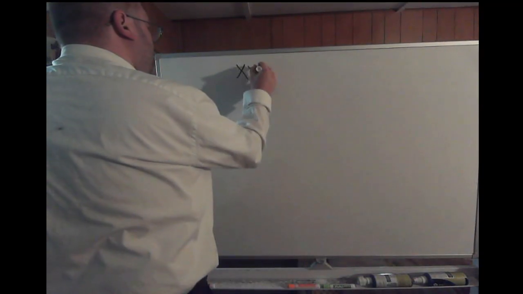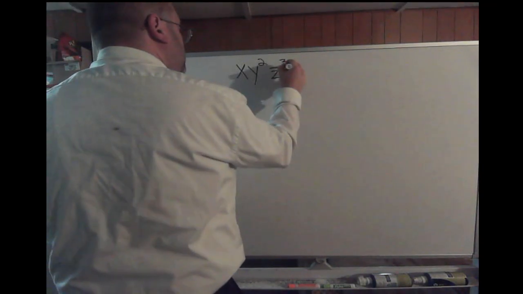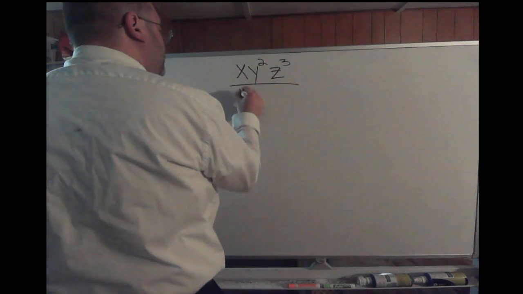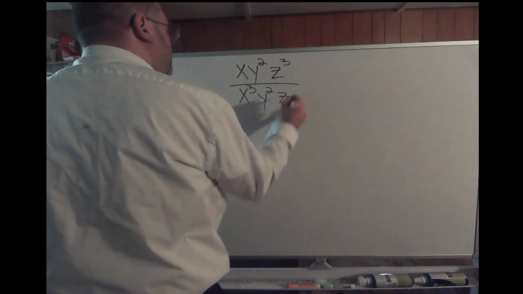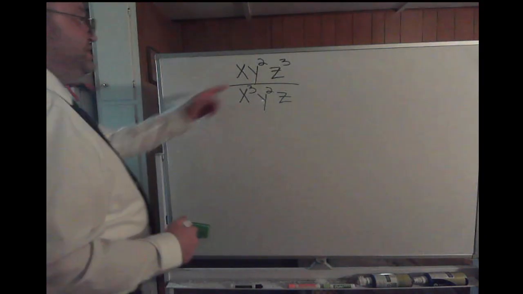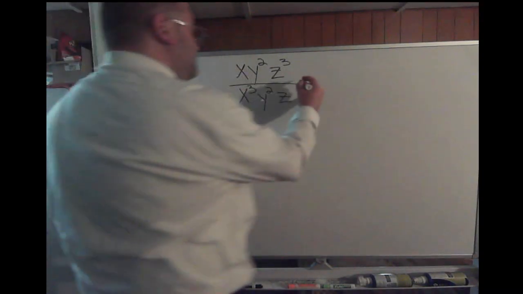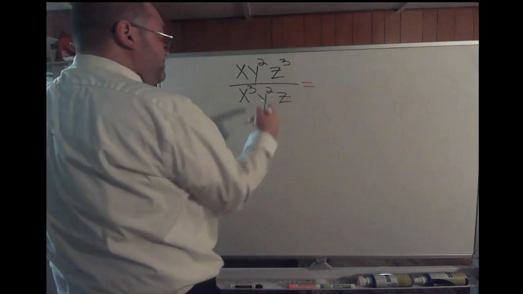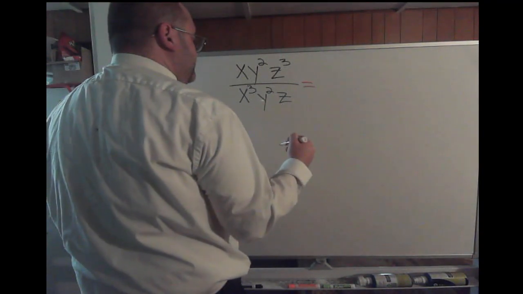Alright, a little bit easier one. We have xy squared z cubed over x cubed y squared z. So we got xy squared z cubed over x cubed y squared z. Again, split these up into, since you have three variables, I split them up into three separate fractions that you multiply by each other.